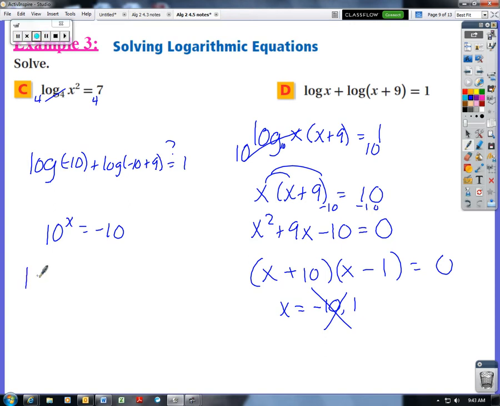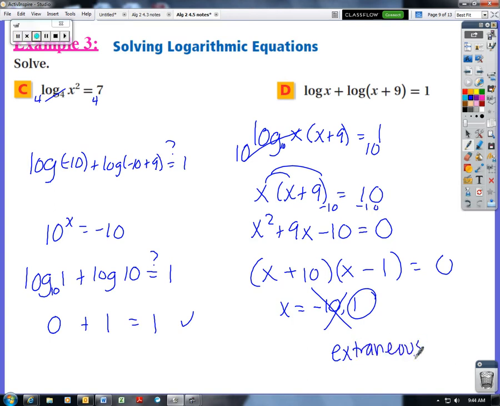Let's try 1. Checking 1 in the original. Log of 1 plus log of 1 plus 9, which is 10, equals 1. Question. We could do this in our head. 10 to what power equals 1? 0. 10 to what power equals 10? 1. 1 equals 1, yes. So we do have a solution of 1. So this negative 10 is called an extraneous solution because it's produced in the solving process, but it doesn't actually work in the original one. So you can get extraneous solutions when you're solving logarithms. That's why we have to check them.